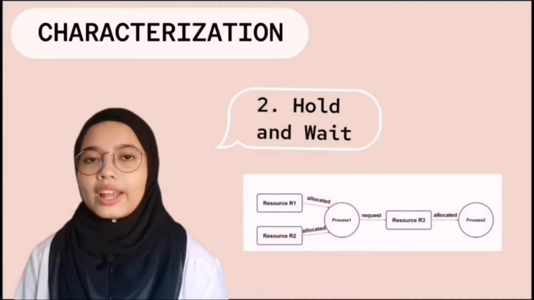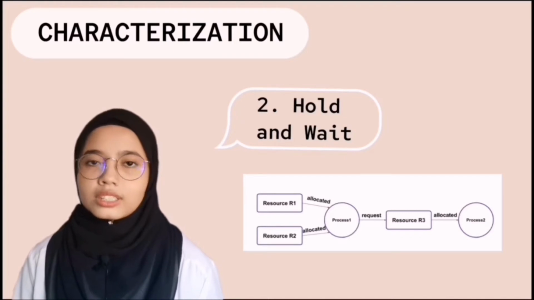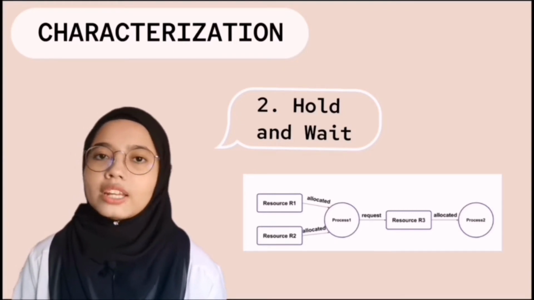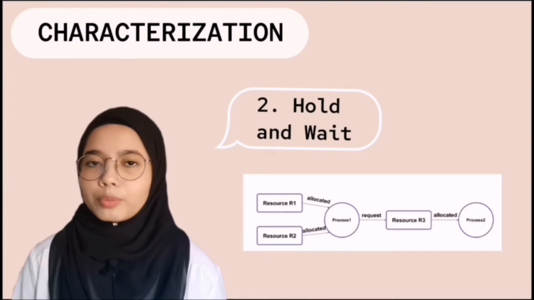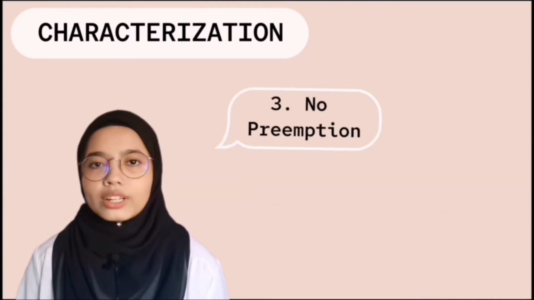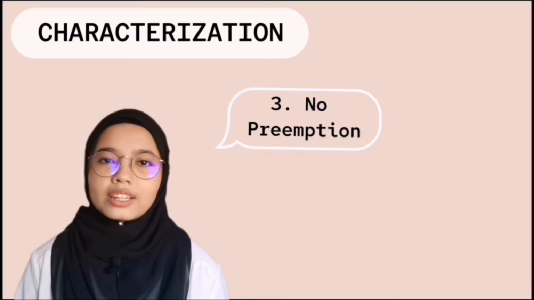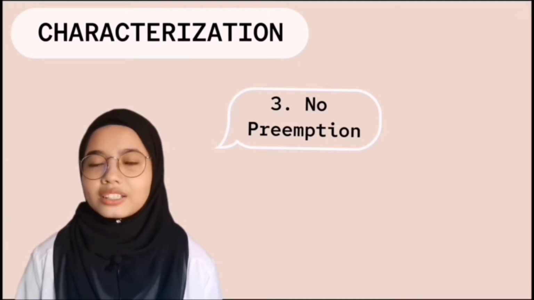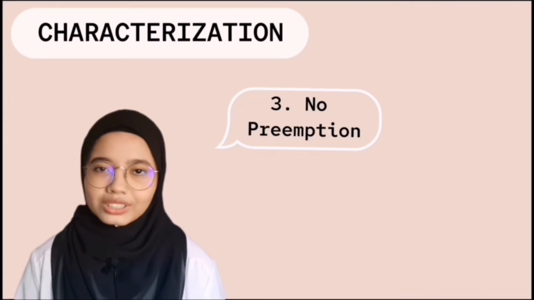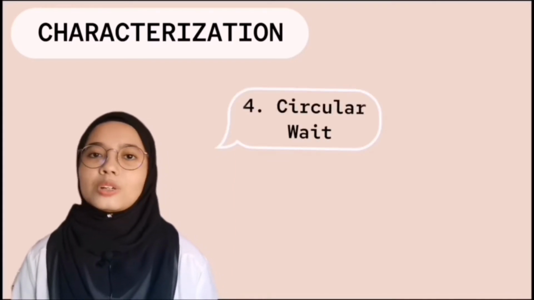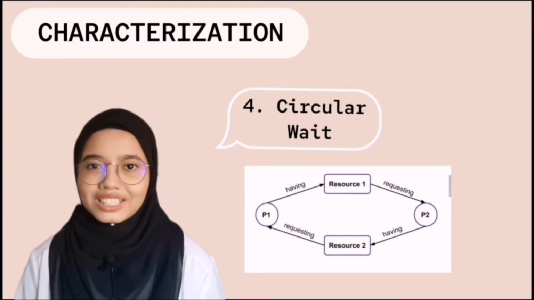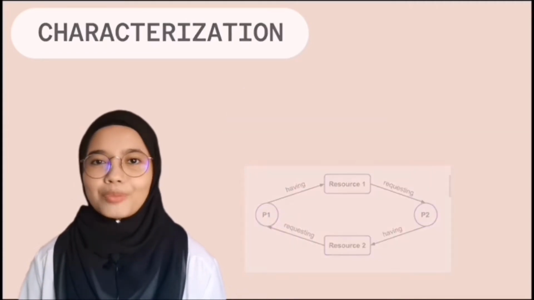Next is hold and wait, where a process is holding at least one resource and waiting to acquire additional resources held by other processes. The third one is no preemption, meaning that a resource cannot be taken from a process unless the process releases the resource. And lastly is circular wait, where a set of processes are waiting for each other in a circular form.